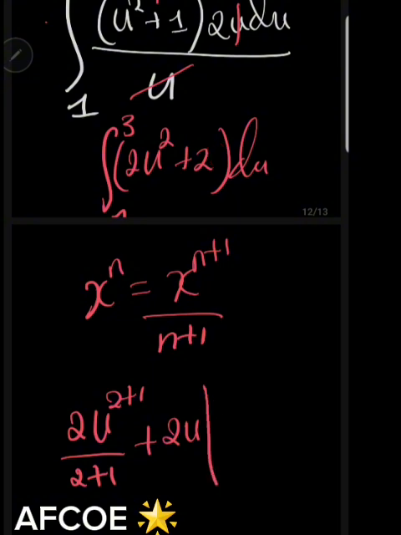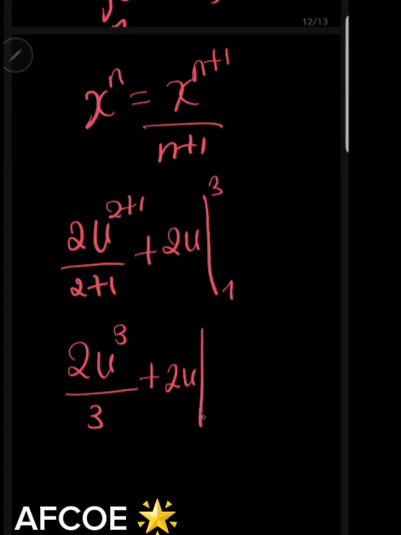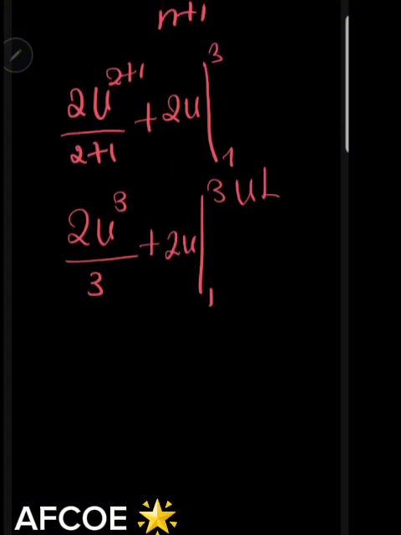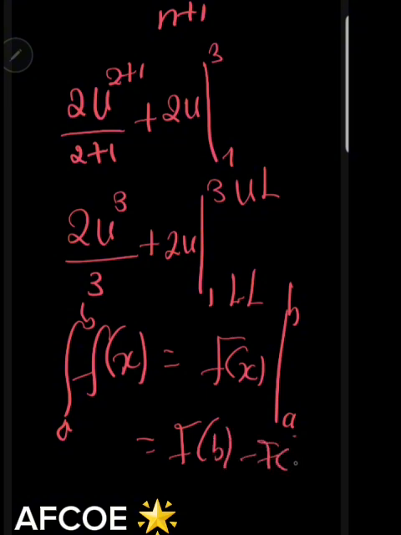Okay, now we put our limits from 1 to 3 without putting our du anymore. Before we substitute, let us first simplify. So we have 2u cubed over 3 plus 2u from 1 to 3. So we substitute our upper limit. This is what we call the upper limit, and this is the lower limit. We substitute our upper limit, then subtract the lower limit, as the integral of f of x from a to b will be equal to f of b minus f of a.